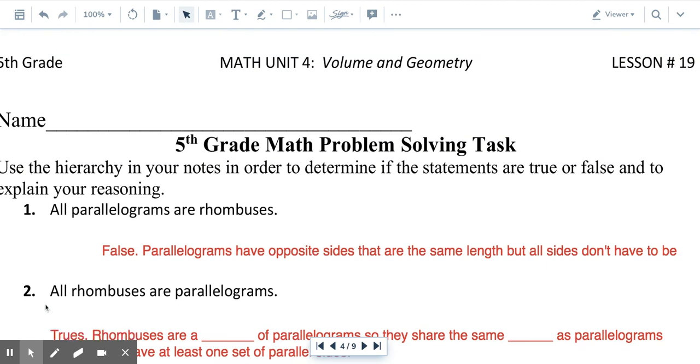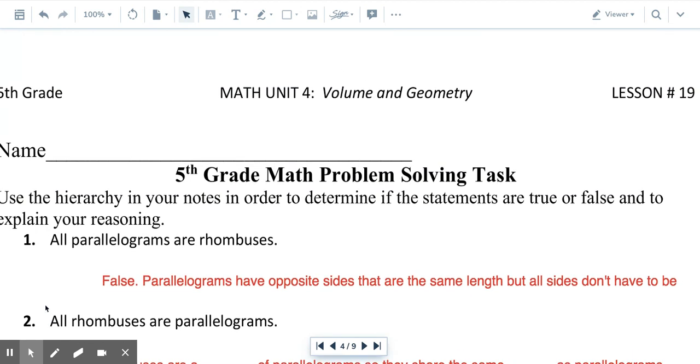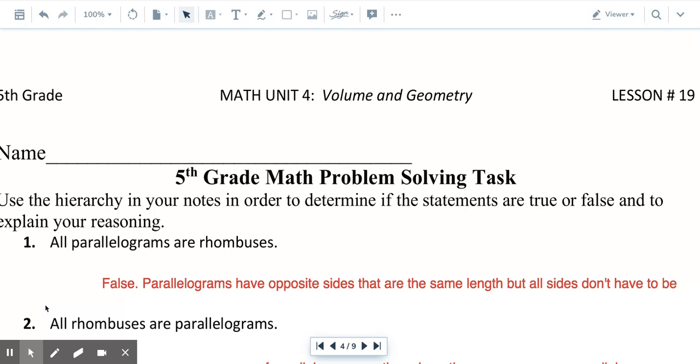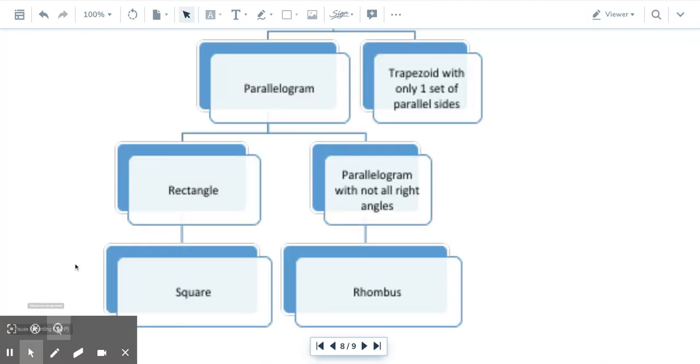So for number 1, the statement was, all parallelograms are rhombuses. We're going to go ahead and try and use our shape hierarchy to determine whether or not this is true or false. I've scrolled down to my shape hierarchy, and I'm going to start at parallelogram because I'm trying to determine whether or not all parallelograms will have to be a rhombus. If I look at the subcategories of parallelogram, I see rectangle is one subcategory, and the other is a parallelogram with not all right angles.